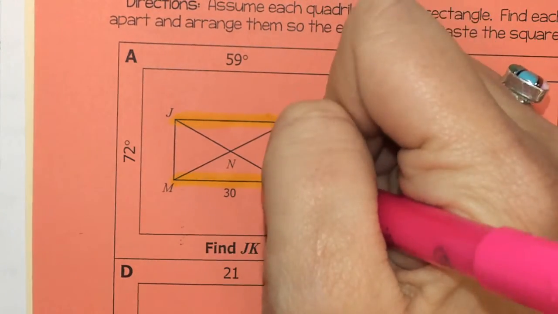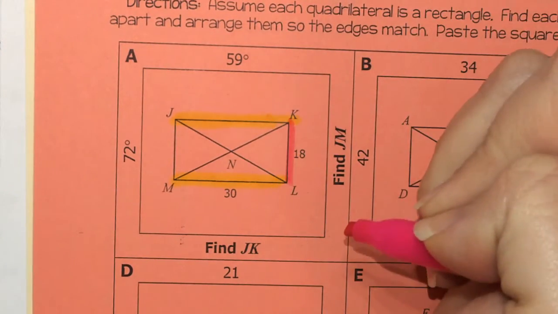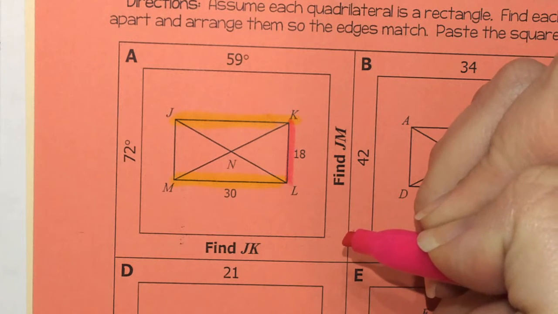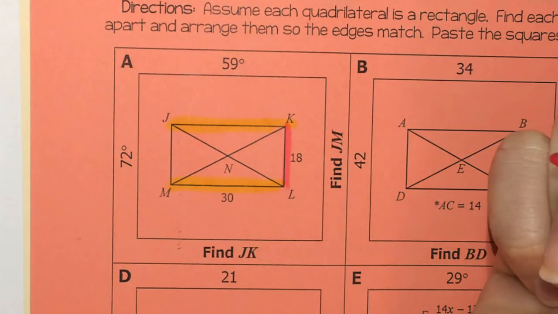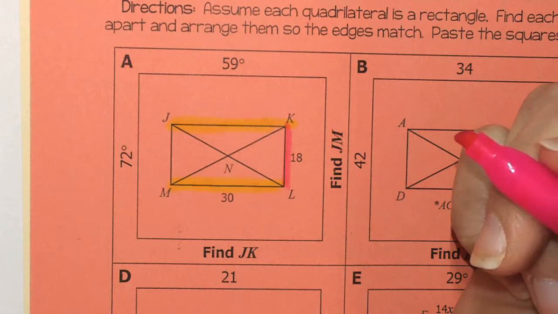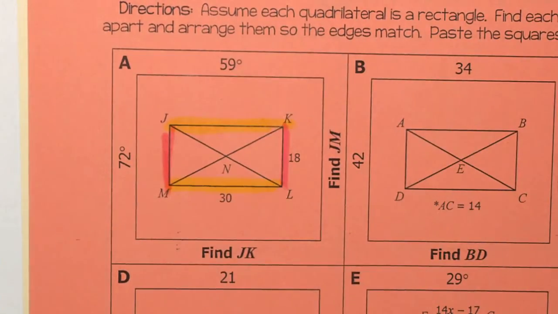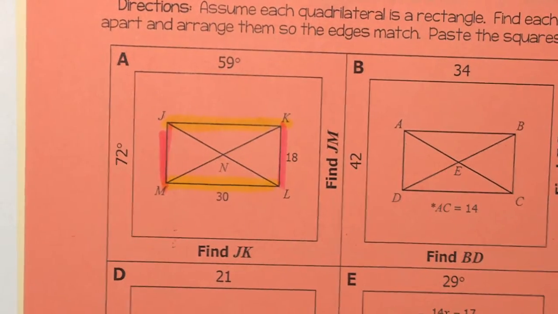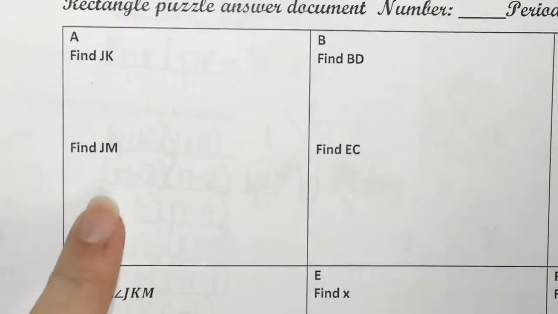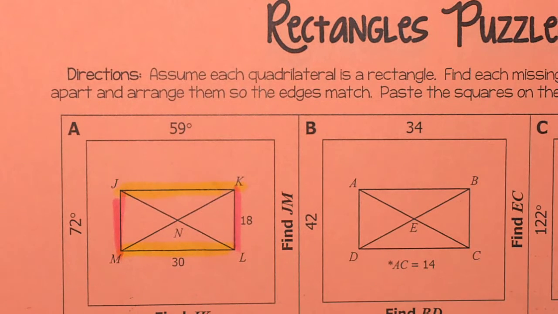Okay. Take your other color. Hey, can we stop talking while I'm trying to do this? Thank you so very much. What segment is congruent to KL? And what should we write beside JM? Okay, hopefully you did that.